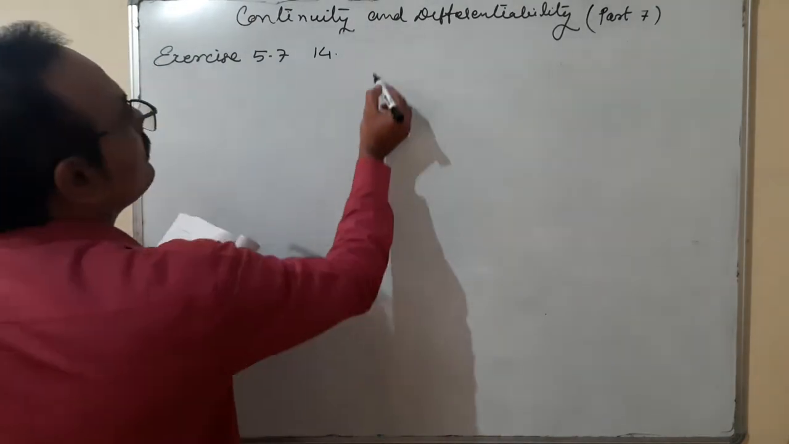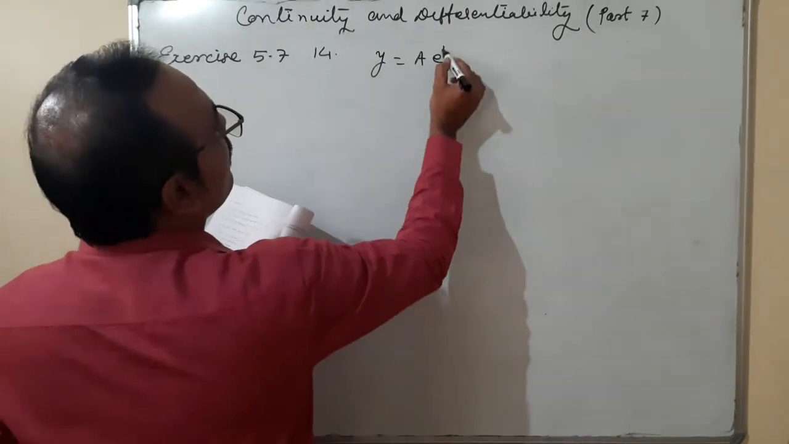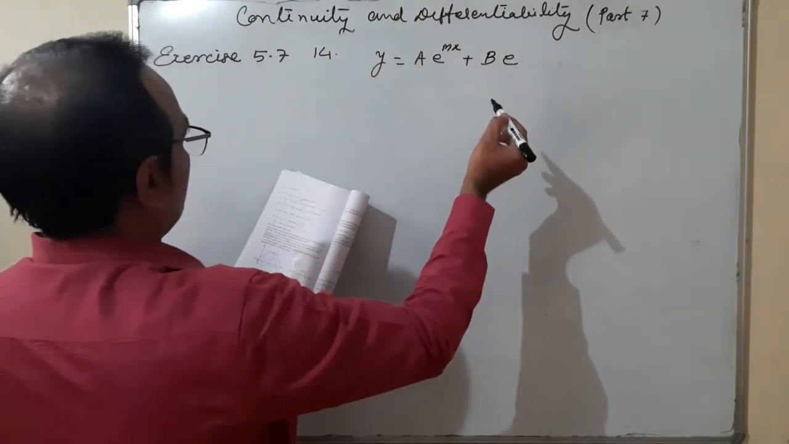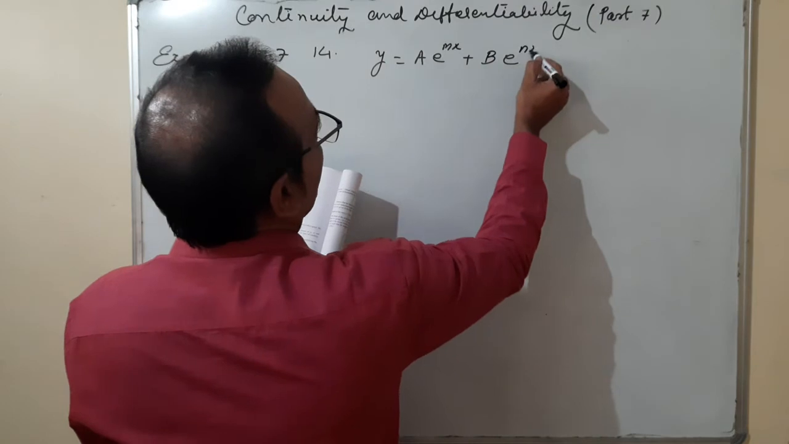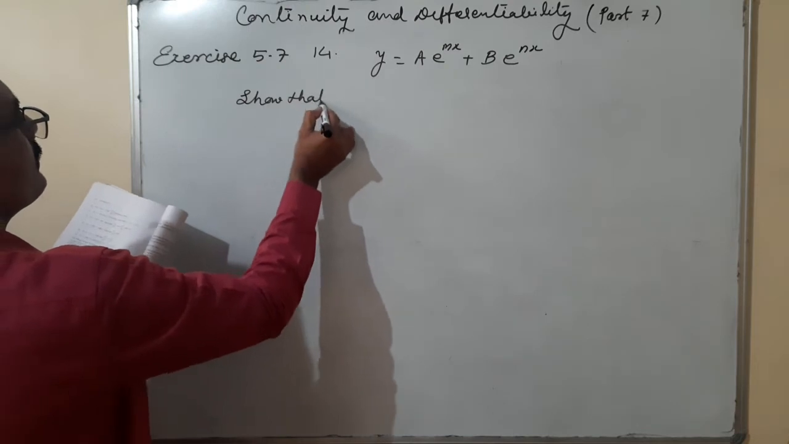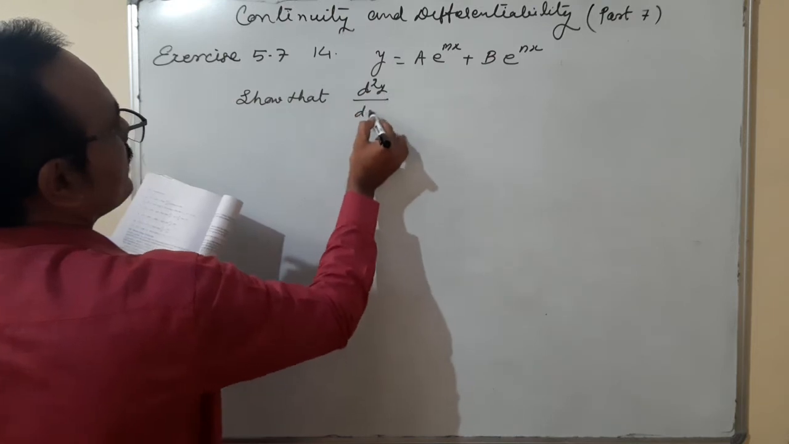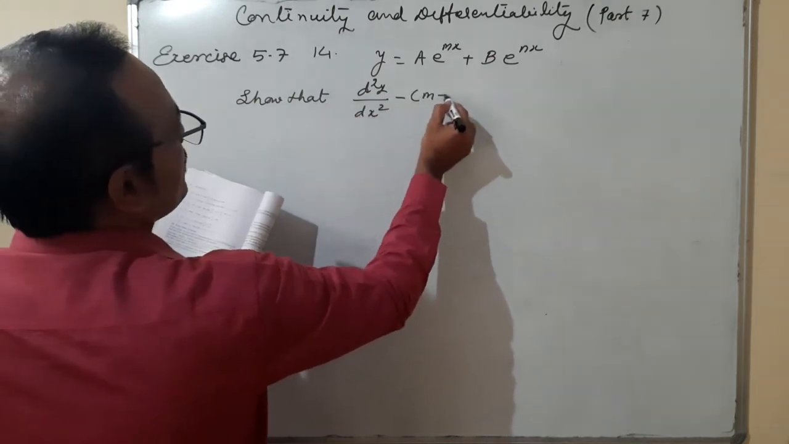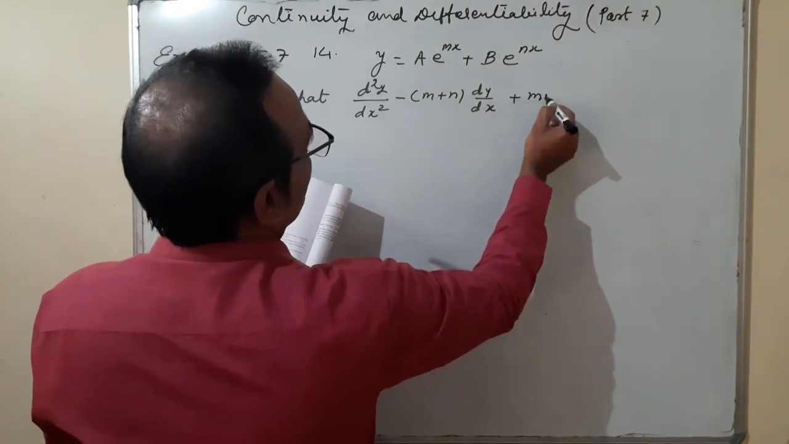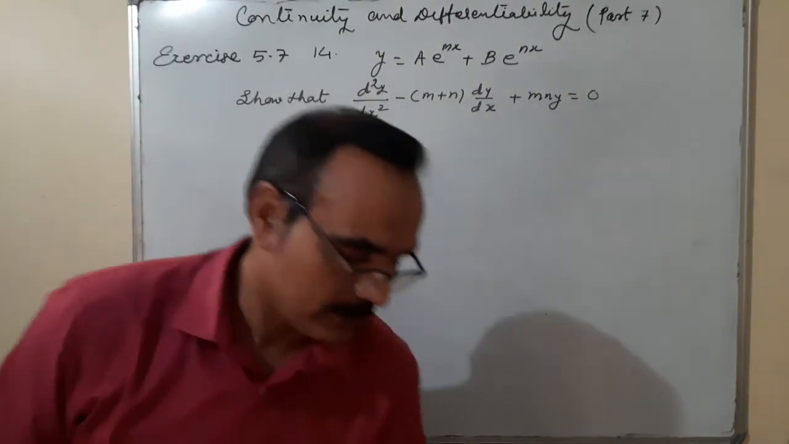If y is equal to a e to the power mx plus b e to the power nx, prove that, show that d square y by dx square minus m plus n into dy by dx plus mn y is equal to 0.